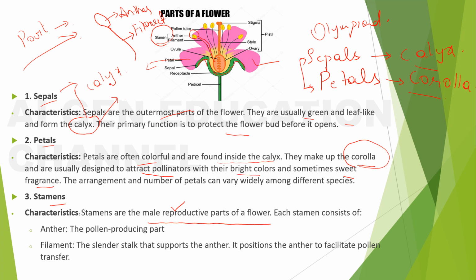And each stamen consists of what? Didn't I say that? Anther, the pollen producing part. And filament, the slender stalk that supports the anther, right? You see, anther is like this, and this has to be supported. It should be connected to the flower, and this part is called filament. It positions the anther to facilitate pollen transfer. The pollen are produced here and have to be transferred, so this helps in placing the anther at the correct position so that the transfer will be possible.